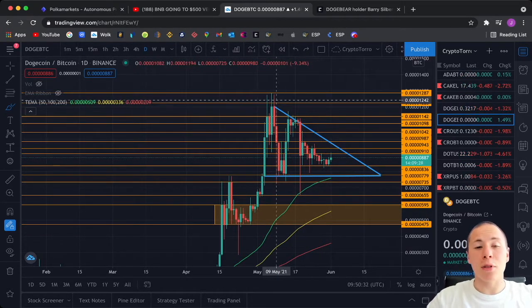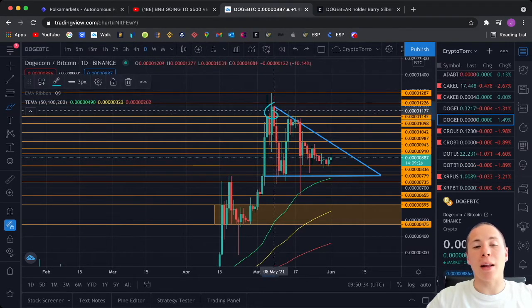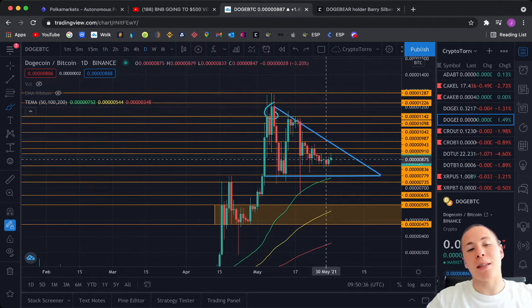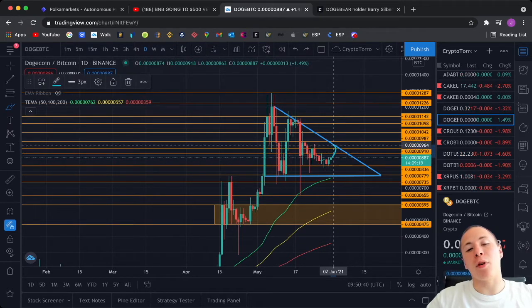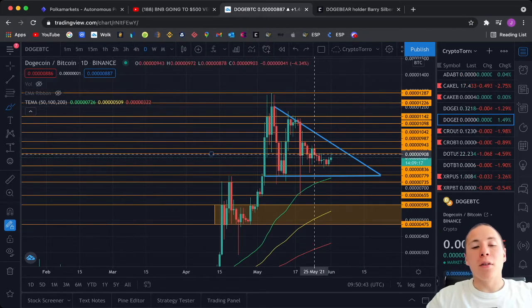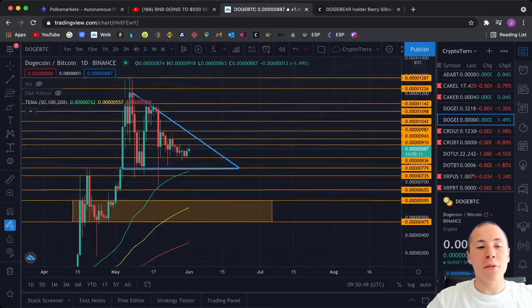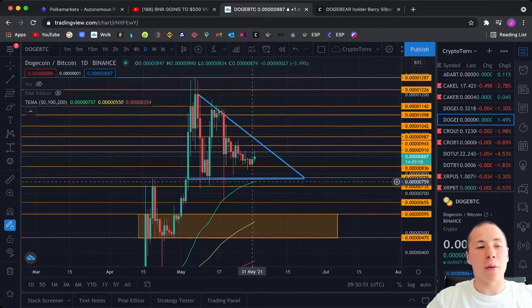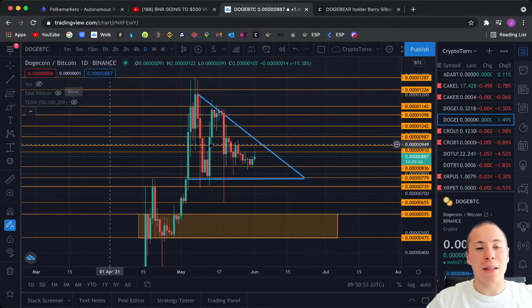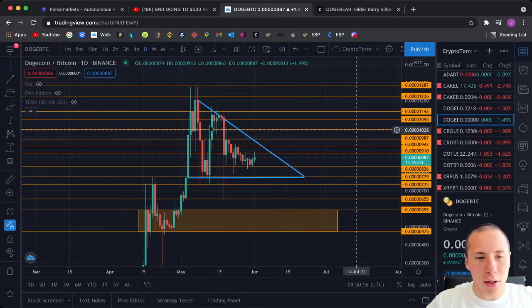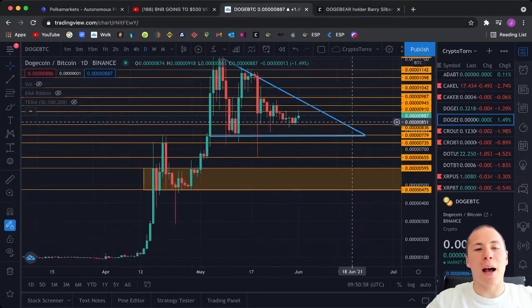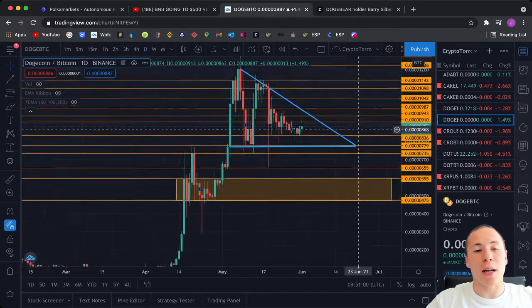But the descending resistance line has been tested already twice now and could be tested once again shortly if we see a slight upward momentum getting created. So this is something very important to take a look at, this descending triangle on the Dogecoin chart. And for sure, what I think is of utmost importance over here is that if you take a closer look, we could be breaking out towards either the upside or the downside.